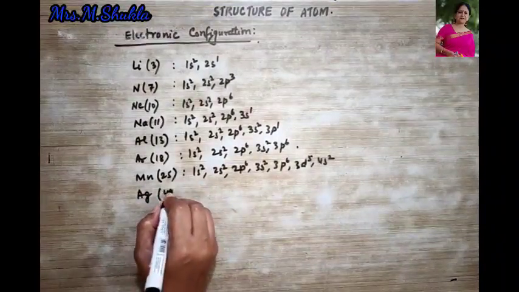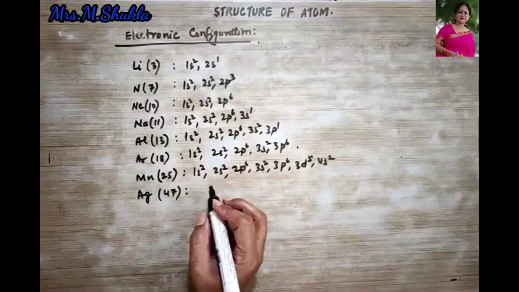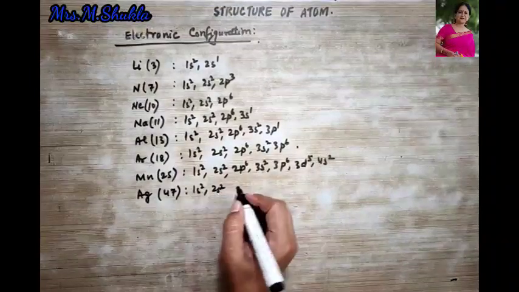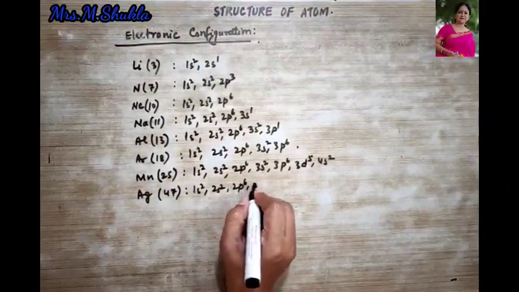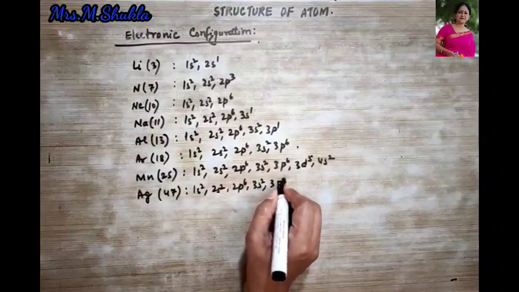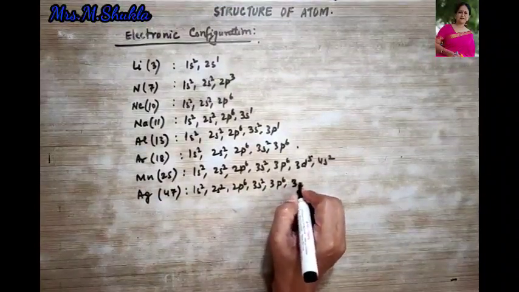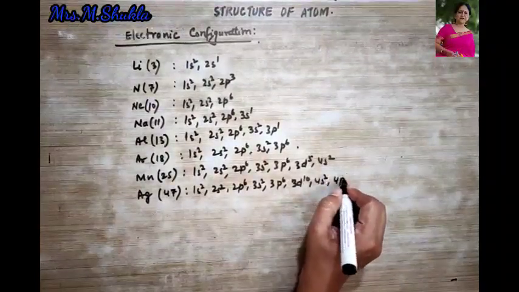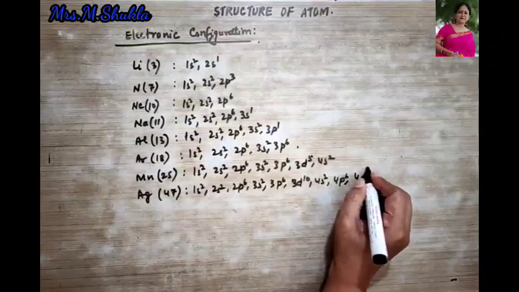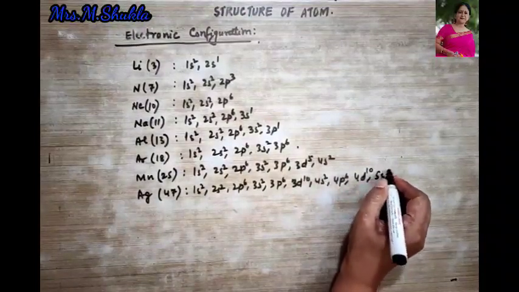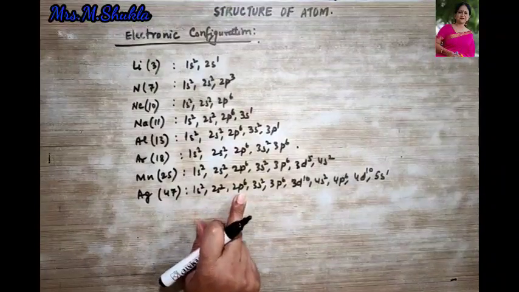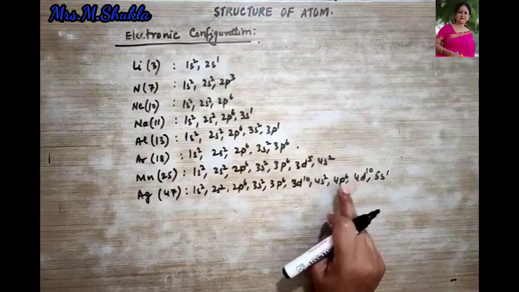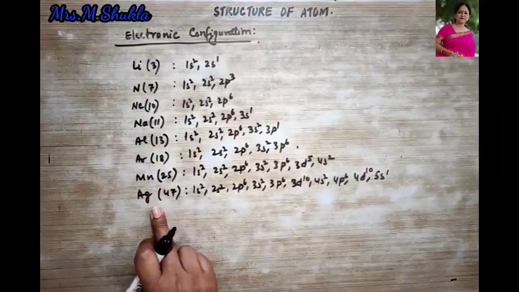Then next we come to silver. Silver's atomic number is 47. So let's configure this also. Then 1s2, 2s2, 2p6, 3s2, 3p6, 3d10, 4s2, 4p6, 4d10, 5s1. Let's see this: 10, okay, 10, 20, 30, 40, 46, 47, 47.